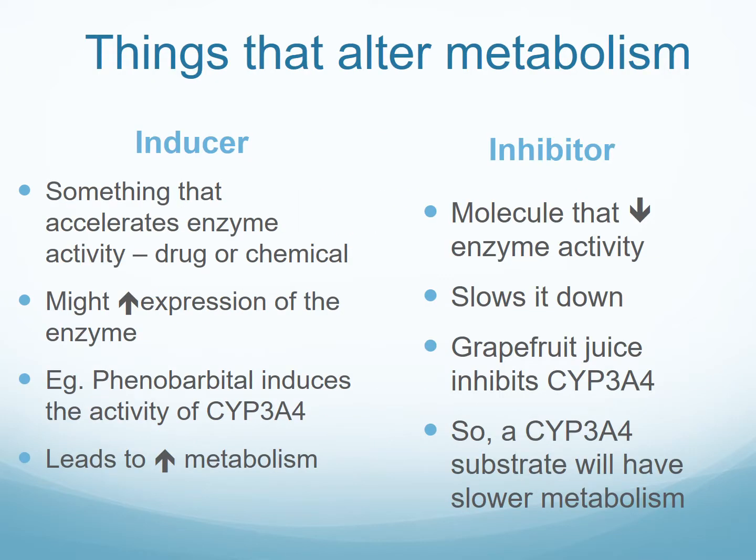Now there's other things that can alter metabolism. Remember we talked about the inducer and the inhibitor. So the inducer accelerates enzyme activity. It can be a drug or a chemical. It could increase the expression of the enzyme. For example, phenobarb is a drug that induces the activity of CYP3A4, which means it's going to be increasing metabolism. So the rate of metabolism will be faster if you take phenobarb along with, let's just say, amlodipine.